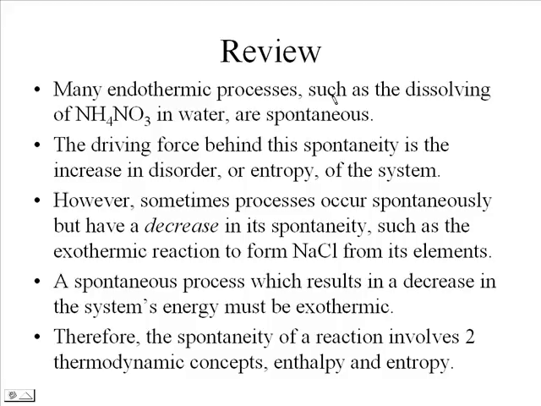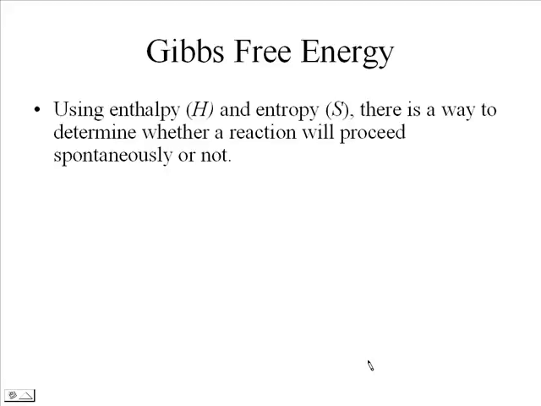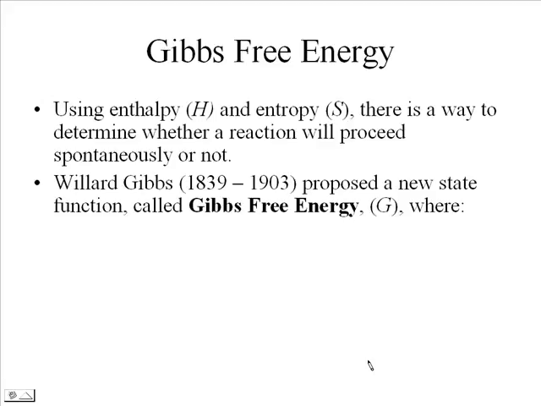So the two things that affect the spontaneity of a reaction are the enthalpy and the entropy. And we're going to combine those two things mathematically here in just a second. So this takes us to Gibbs free energy. If we use enthalpy, which we know is the letter H, and the letter S, entropy, there's a way to determine mathematically whether or not a reaction will proceed spontaneously.